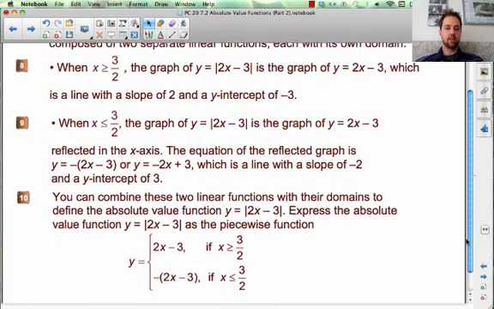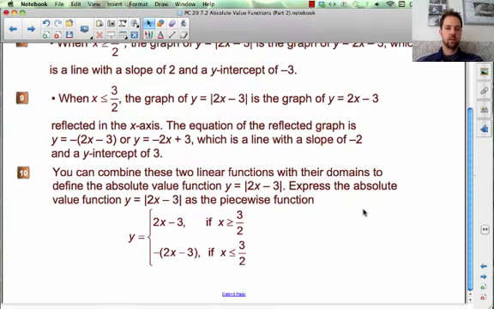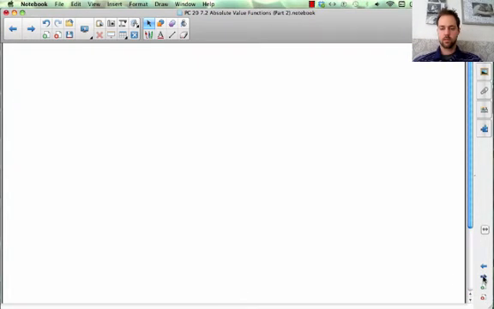So then we can combine the two linear functions to make a piecewise function. We use the positive version of this function if x is greater than 3 halves, and we use the negative version of the function if x is less than 3 halves, because it becomes negative inside the absolute value brackets. And then we'll see what it looks like here in a sec. I hope. We'll try.